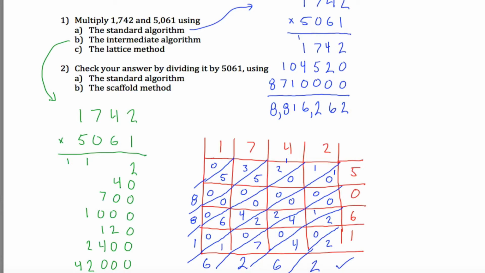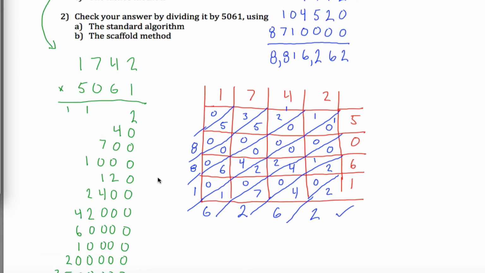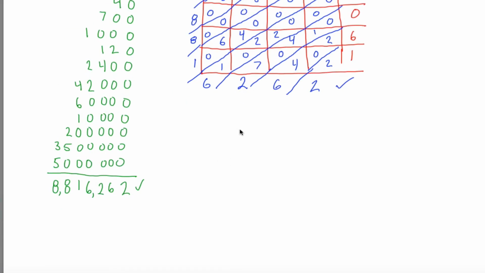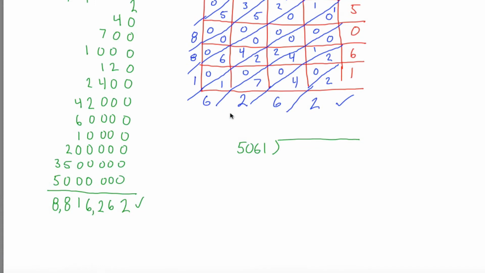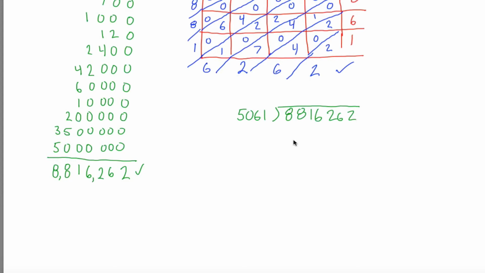And we're still not done, because now what you are asked to do is to check your answer by dividing. So it should be the case that when I take 5,061 and divide that into 8,816,262, I should get as my answer 1,742. Let's see if it works.